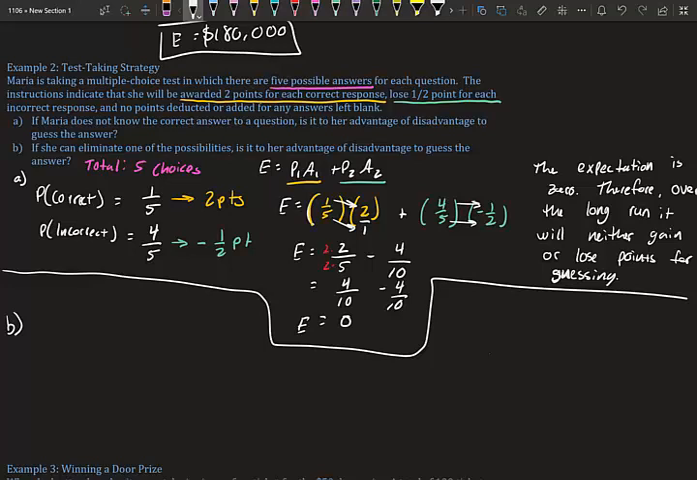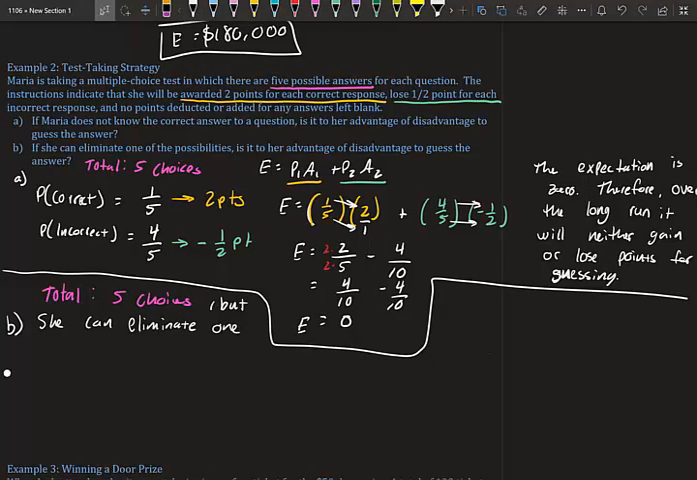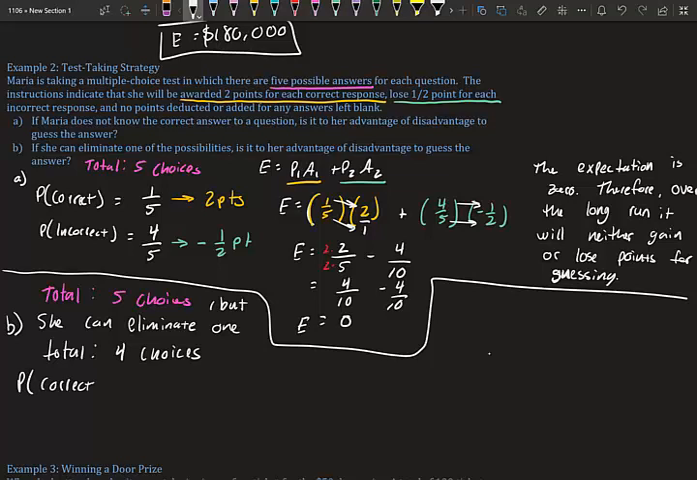So remember, there's a total of 5 choices. But she can eliminate one. If she can eliminate one, we now have a total of 4 choices, because one is gone. So the probability of correct, because she eliminated one that was for sure wrong, is now 1 out of 4, and she gains 2 points for that.